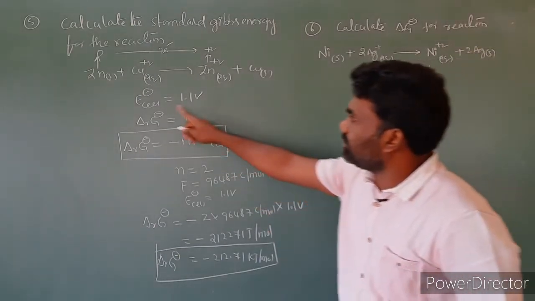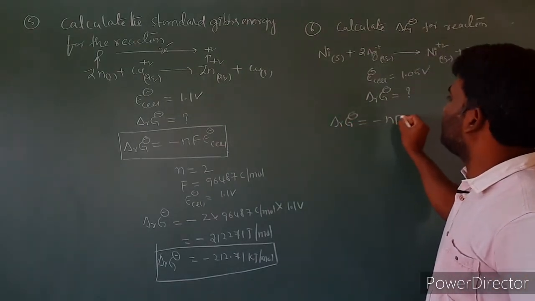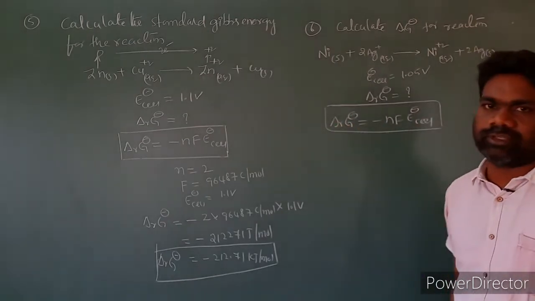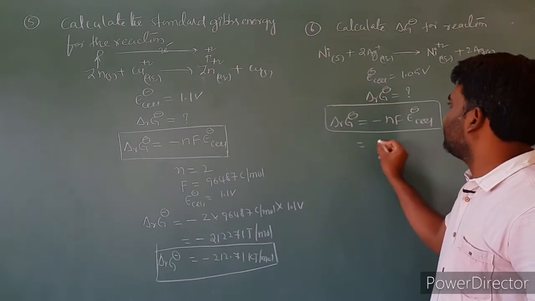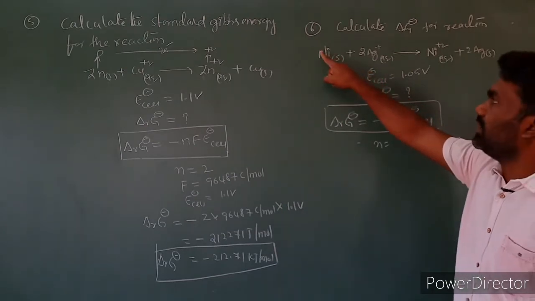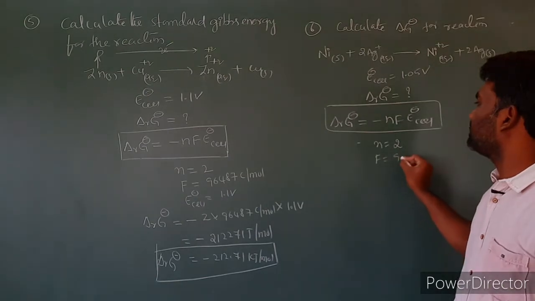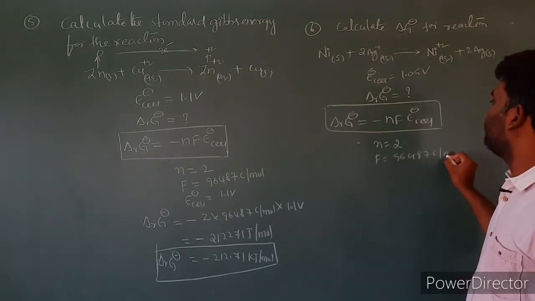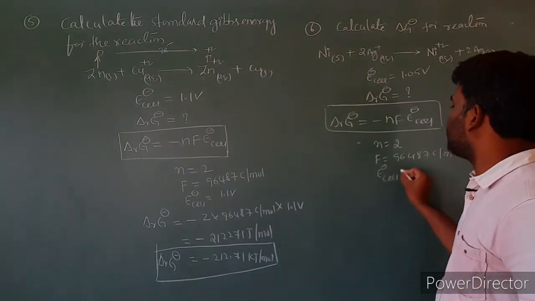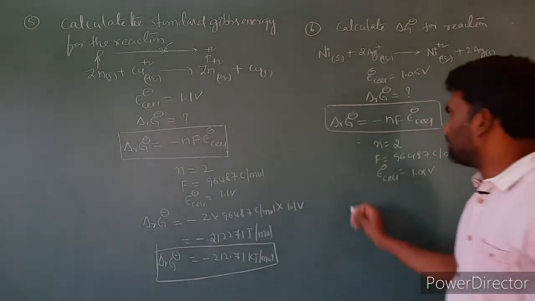Then what is the formula we have to use? Again the same formula. Standard Gibbs energy is equal to minus nF E° cell. This is the formula we have to use. Then n is how much? Here n is equal to the number of electrons involved in the cell. Ni is 0, Ni +2, which means the number of electrons involved is equal to 2. F is the Faraday constant, 96,487 coulomb per mole. Here the standard potential of the cell is given as 1.05 volts. Substitute all these values.